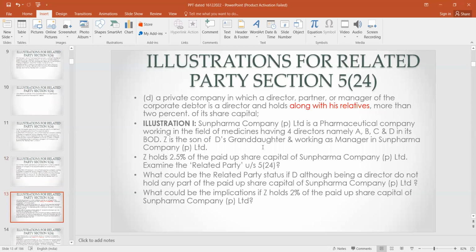Now, let us see this illustration. Sun Pharma Company Private Limited is a pharmaceutical company working in the field of medicines having 4 directors. Achha, ye to ho hi gaya na, theek hai. Now Z holds 2.5% of the paid up share capital of Sun Pharma.